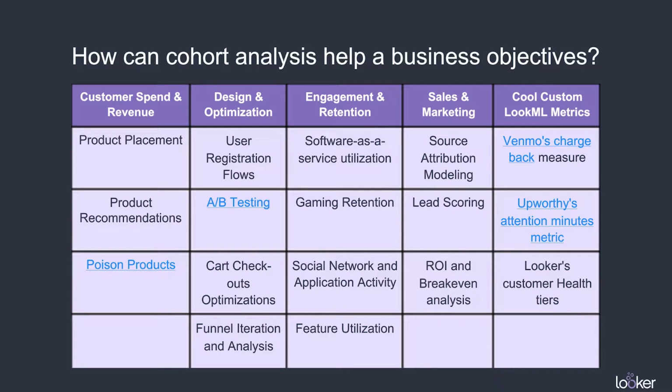So, at Looker, we're working with a variety of different customers. They all have different data sets. They all have different business models. These business models are evolving. These data sets are evolving over time, but they can apply this methodology of cohort analysis to customer spend and revenue. So do certain products that are placed somewhere on a website perform better than others amongst cohorts? Do we recommend better products to certain types of cohorts, depending on their demographics or what they've purchased in the past? Are there certain poison products? So do we place certain products that just don't perform as well amongst certain cohorts?